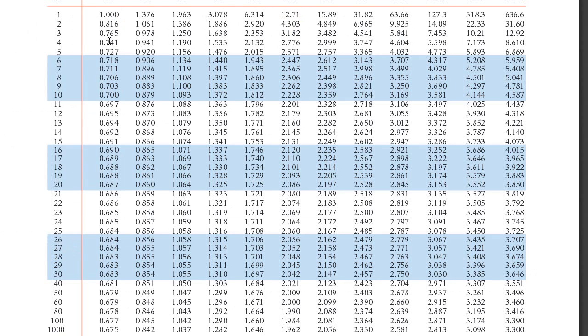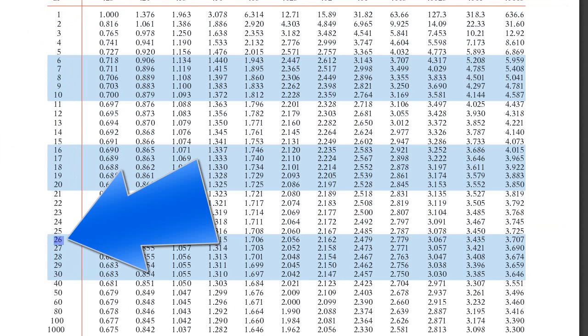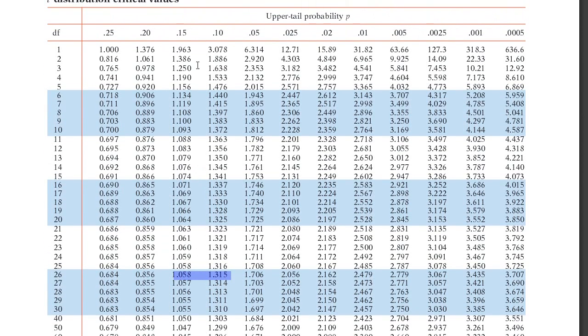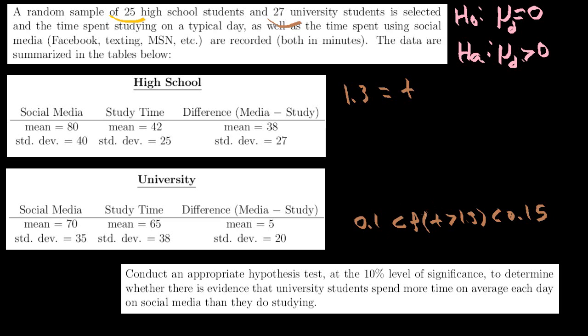Jumping over to the table now, we're looking at the left column immediately to find our degrees of freedom row. We're looking for 26. Here it is. Going all the way to the left, and now we're searching for a number equal to 1.3. There is none exactly equal to it, but we do have a range. This one here and this one here. Scrolling up a bit so you can see the top row, these two numbers here are associated with probabilities 0.1 and 0.15. This is the range we would get if we wrote it out in least to greatest order.